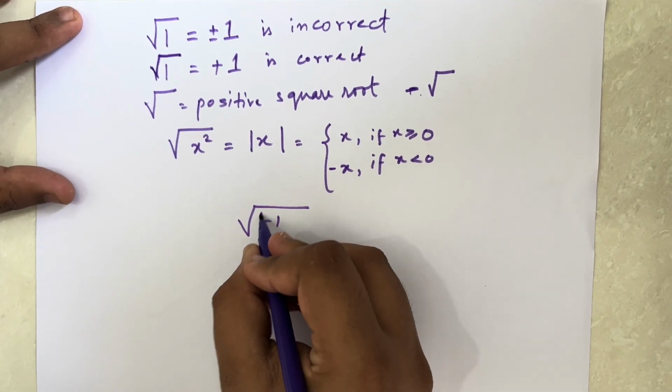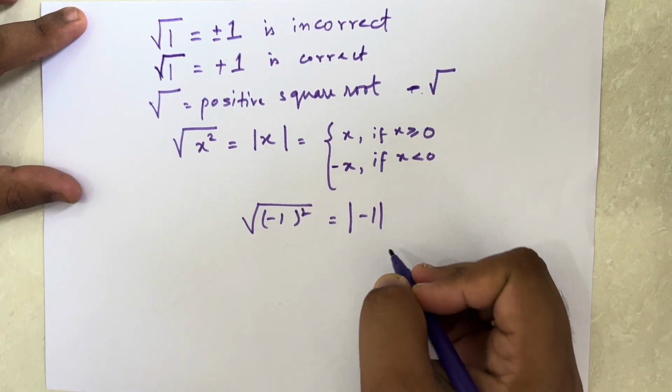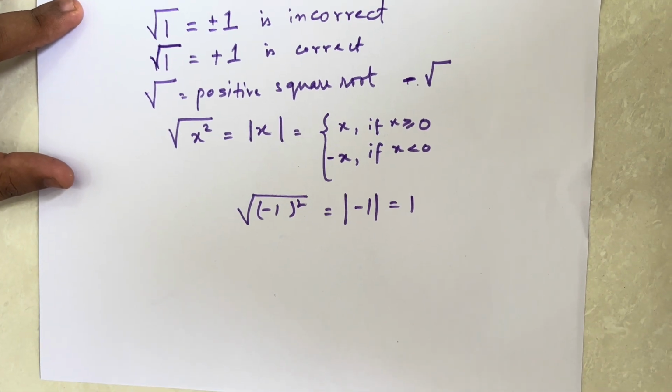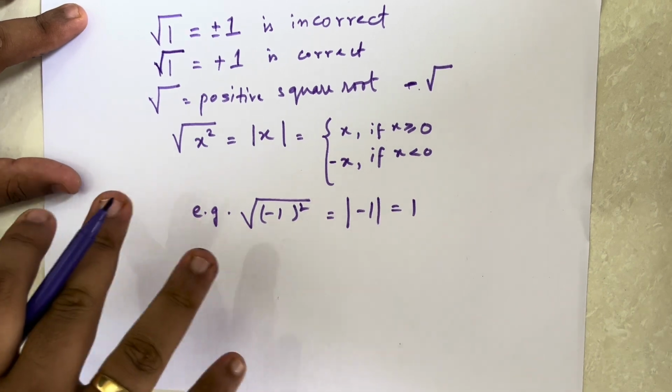Example is minus 1 whole square. So this will be what? You can write it as mod of minus 1, and this will fetch you 1. Very clear about this? So this was just an example of what I said earlier. So you have to keep this in mind.